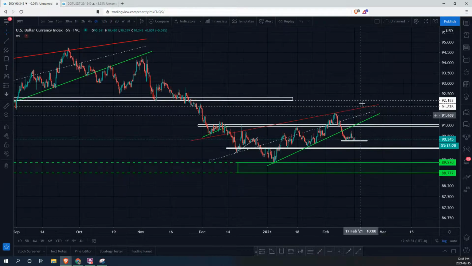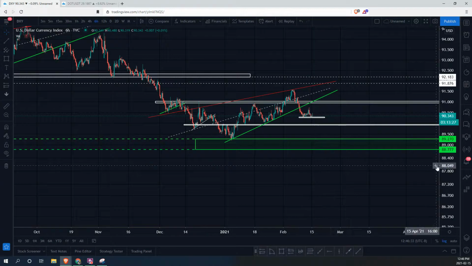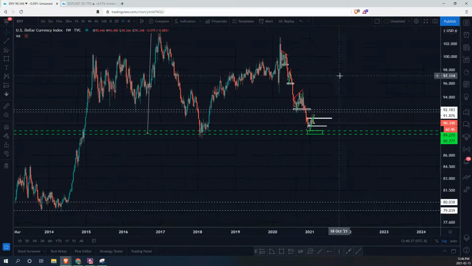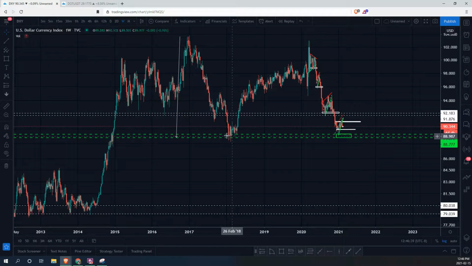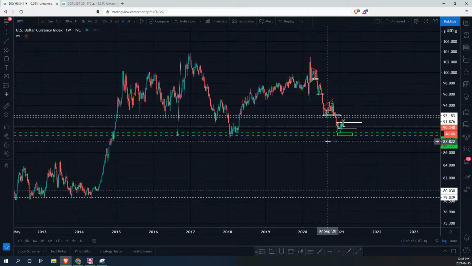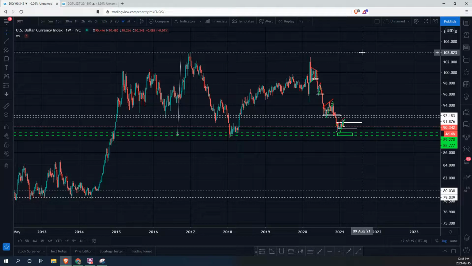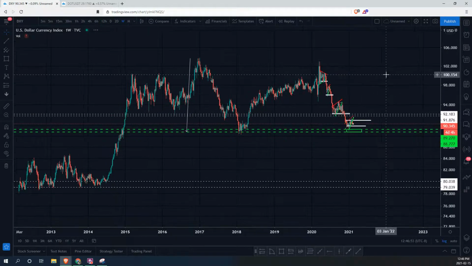So we're looking for that same sort of structure where this 88 level is a major level. Why is it a major level? Let's look at the weekly chart. Previous key zone of resistance, as well as support right here. Resistance in 2014, support in 2018, major level, and we're currently at that zone right here. So in my opinion, we are going to be breaking to the downside, just because unless something changes fundamentally, the weakness will continue for the US dollar.